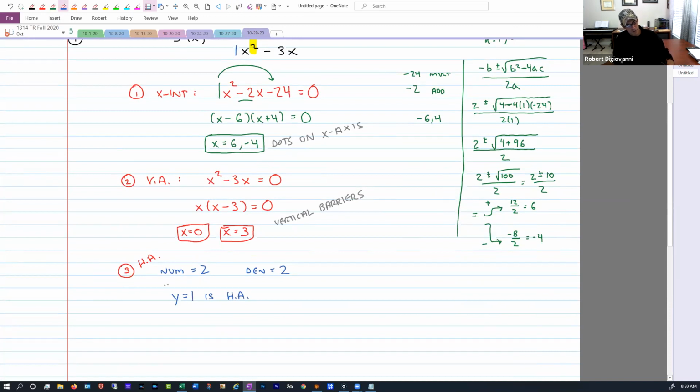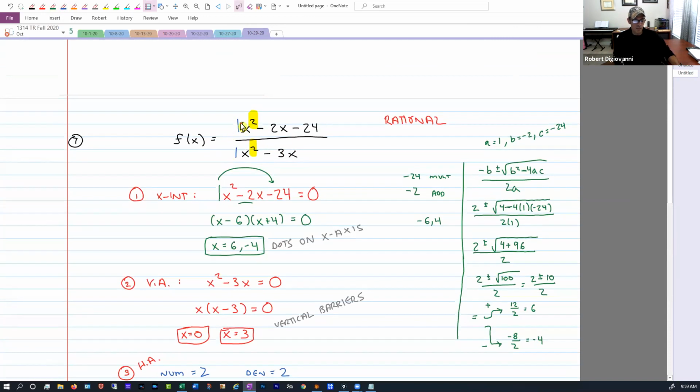Any questions? It's 1 because I did 1 divided by 1. If this up here had been a 2, it would be 2 divided by 1, that'd be 2. If this was a 1 and this was a 2, then it would be 1 divided by 2, which would be a half. So you have to pay attention. Don't just assume it's 1.